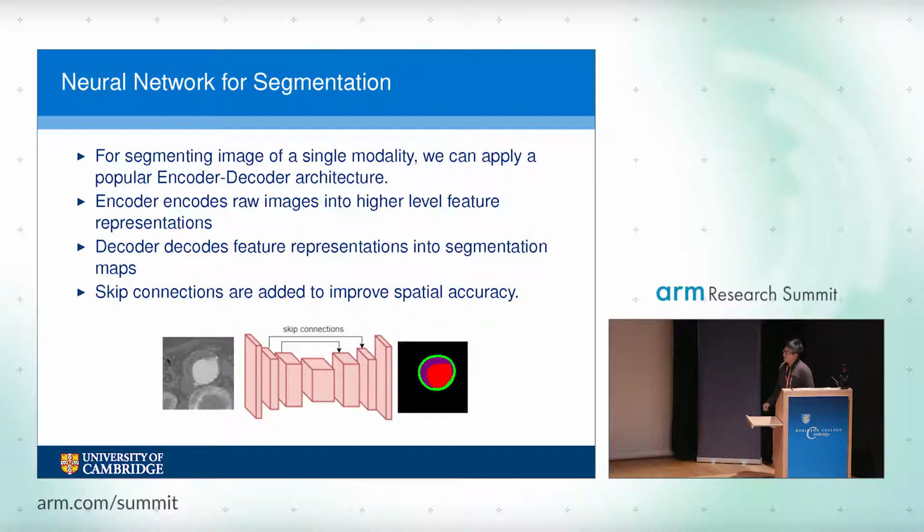And we also added 6 skip connections, which pass the lower layers in the encoder to lower layers in the decoder, which has been shown to improve spatial accuracy in segmentation.